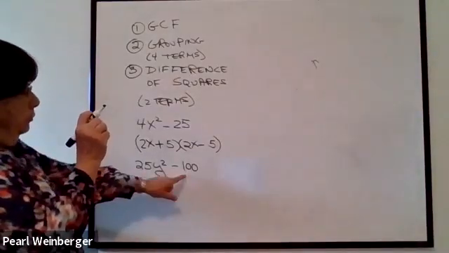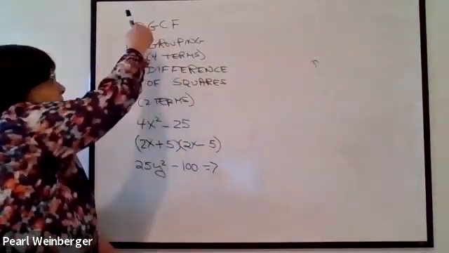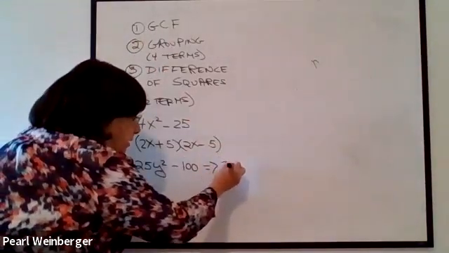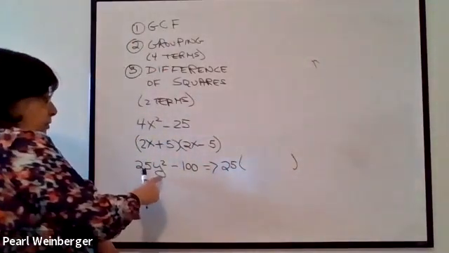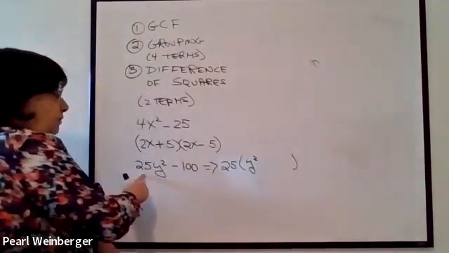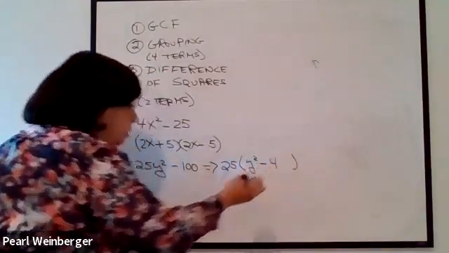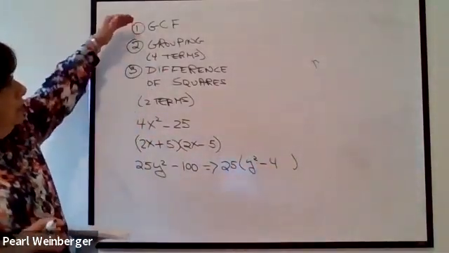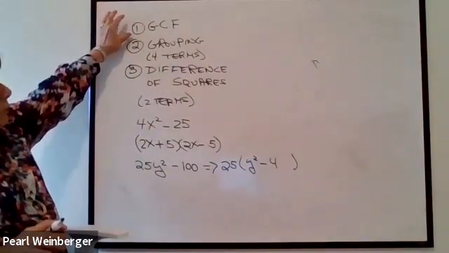There is a common factor of 25. The first thing I have to do is deal with the greatest common factor. I'll put the 25 on the outside, and I will factor out 25: 25 into 25y squared gives me y squared, and 25 into negative 100 gives me negative 4. So in any case, this is always going to be my first step: see if there is a common factor.